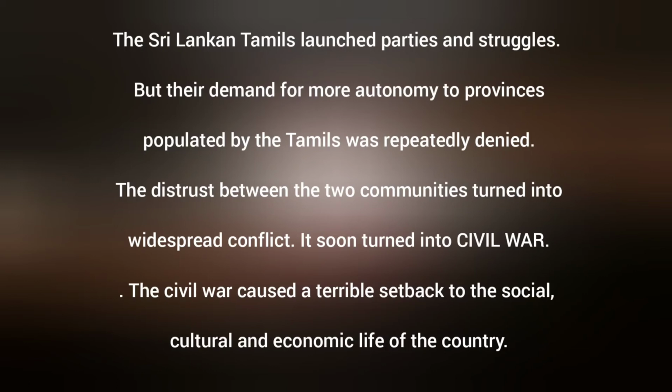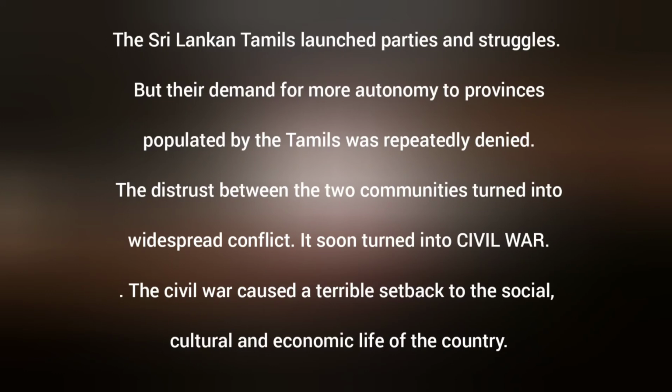By the 1980s, several political organizations were formed demanding an independent Tamil state in northern and eastern parts of Sri Lanka. The distrust between the two communities turned into widespread conflict. It soon turned into a civil war. So what do you mean by civil war? Civil war means a violent conflict between opposing groups within a country that becomes so intense that it appears like a war. So there is a conflict between the opposing groups in the same country.